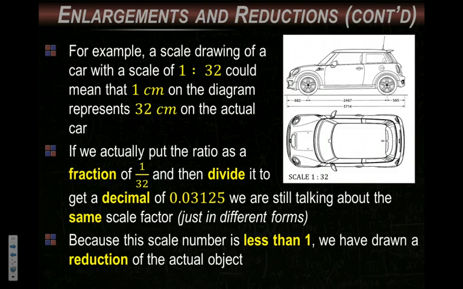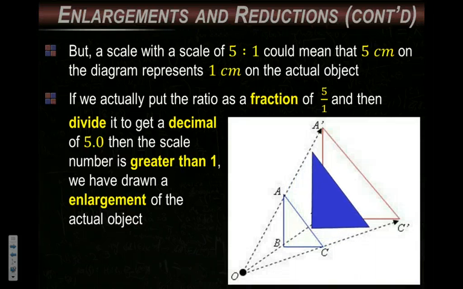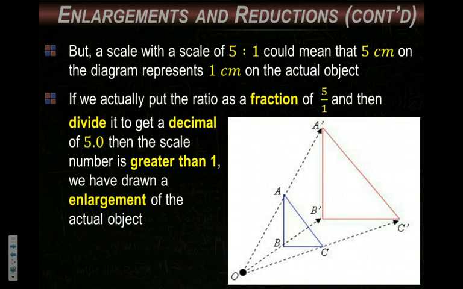They're numbers you can use when generating that image, okay? Now if we think about this number, it's less than 1. We can think of it as a fraction less than 1 or as a decimal number. No matter what, it's a number smaller than 1, which means that we have drawn a reduced version of the car. Okay, let's go the other way. Now, in this one, I have a scale of 5:1, okay? Which means that 5 centimeters on the diagram would represent 1 centimeter of the actual object.